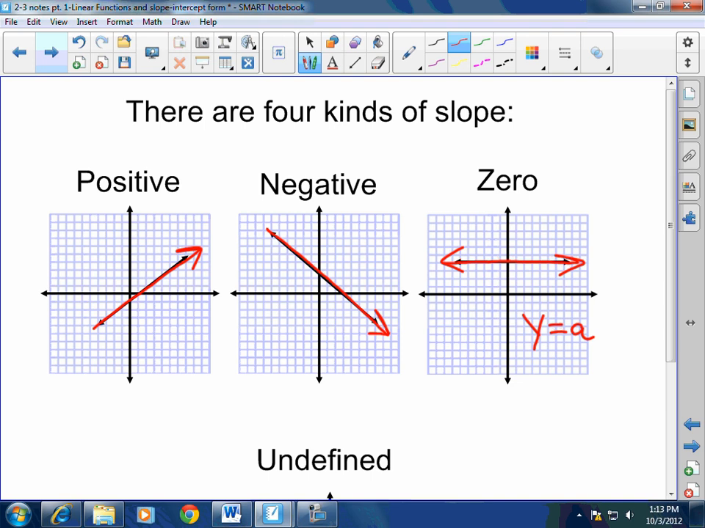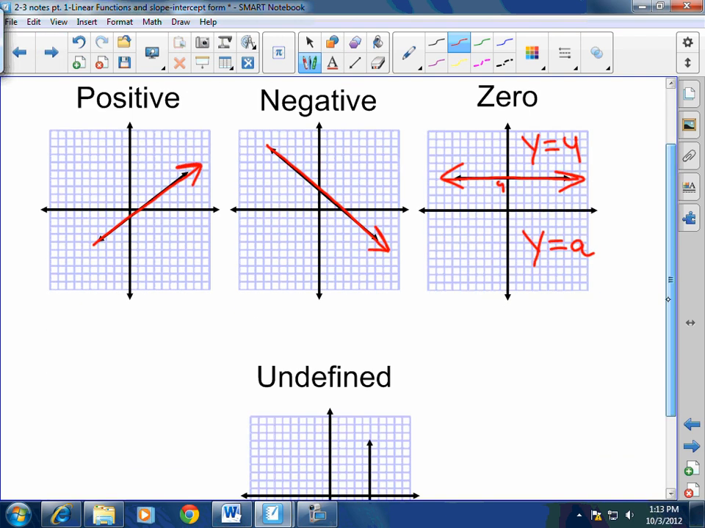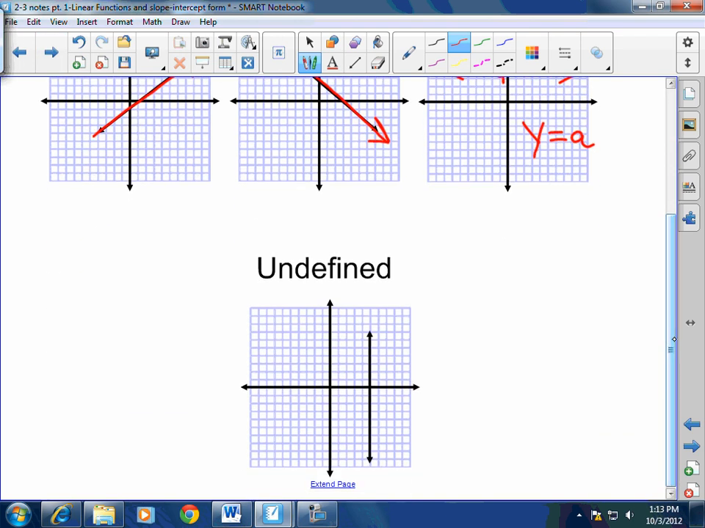So in this particular example, this is 1, 2, 3, 4. So that's going through the 4. So this equation will be y equals 4. And the slope is 0. And then the last kind of slope is undefined. Undefined means that there is no run. The denominator is 0. It's undefined. It's a straight line going up and down.